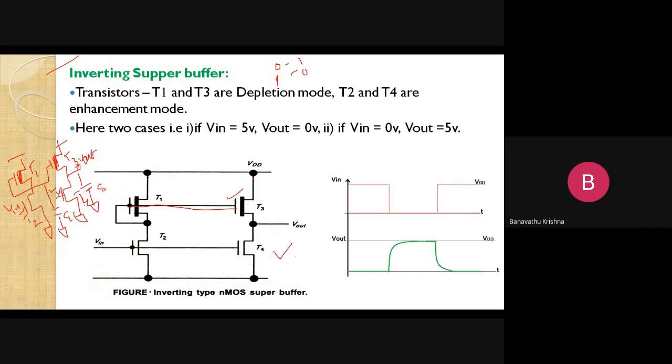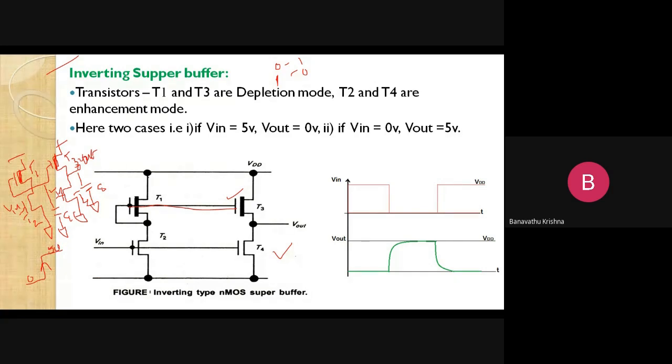So here let us see the transition time. This is the circuit diagram. I want to give the transition 0 to 1. Here the input is 5 volts. Suppose I want to apply 0 here, it is 5 volts. Logic 1 is nothing but 5 volts.